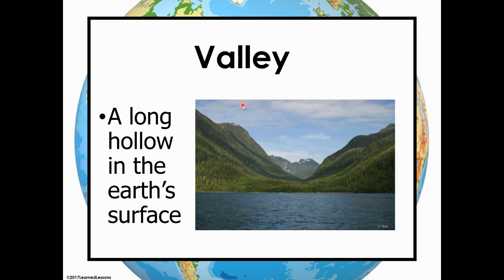Next, we have a valley, which is the opposite of a hill. It's a long hollow in the Earth's surface. So you can see here, this is the valley. It's just a little dip.